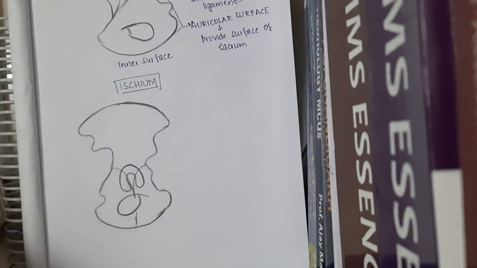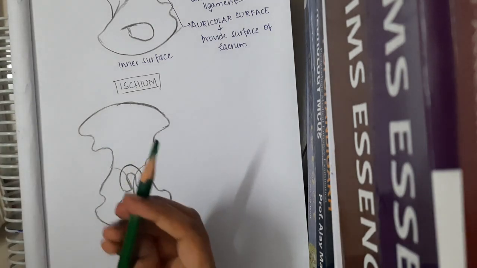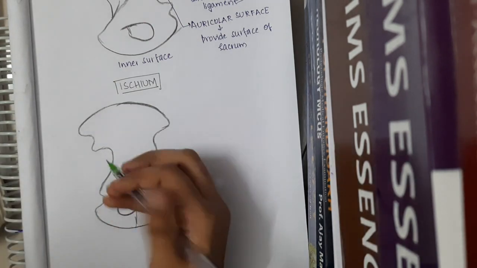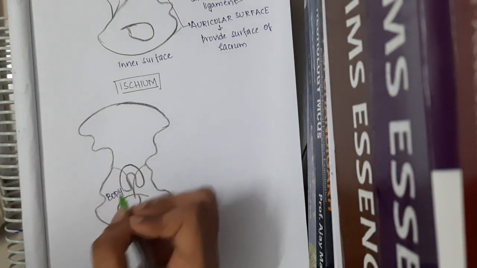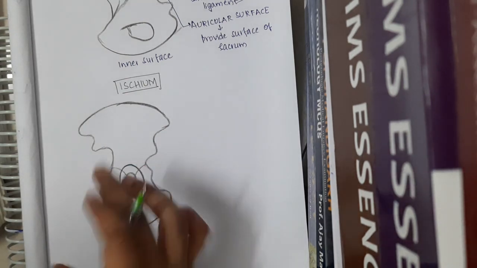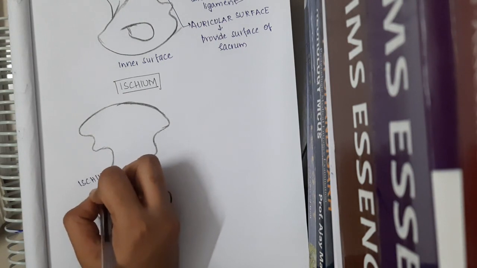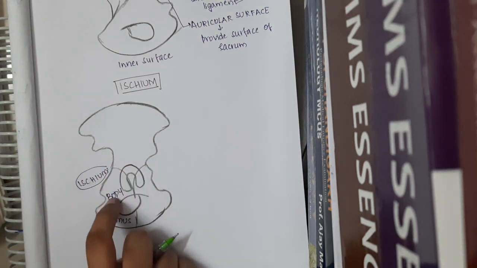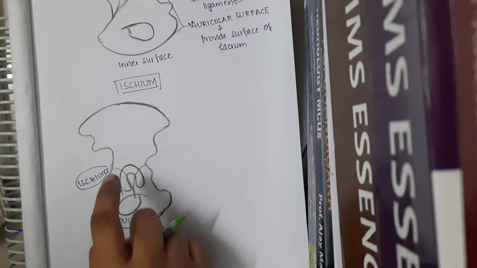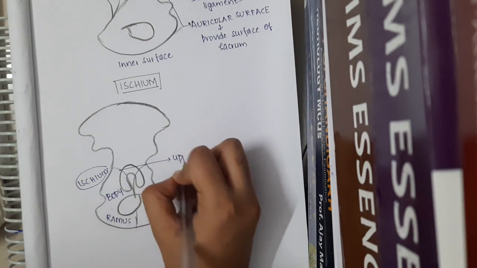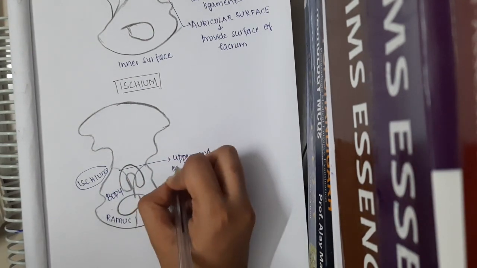Now what are you going to see in the ischium? This is the body of the ischium, and this is the ramus of the ischium. In the ischium you'll have the body and the ramus. In the body of the ischium you have the upper end and the lower end. If you see the upper end, this is the upper end of the body of the ischium.